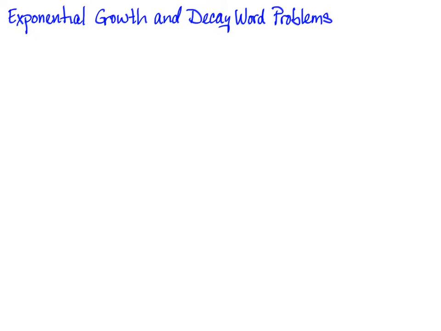Hi, in this video we're going to look at how we can get an exponential function for a word problem, just given some verbal information about the situation that we're modeling. So in word problems, exponential functions are generally called exponential growth functions or exponential decay functions.